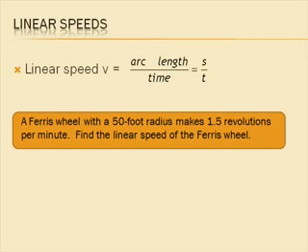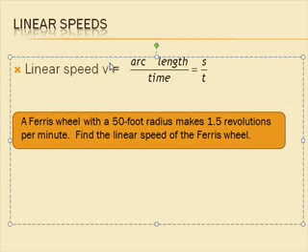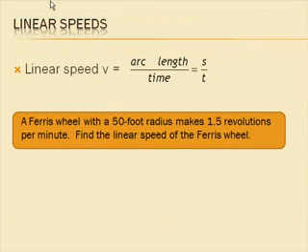Linear speeds. A linear speed, and here we're just going to use the letter V, is the length of the arc. So what we were talking about before, with the central angle and the length of the arc, is the length of the arc that we're going through with respect to a single unit of time.